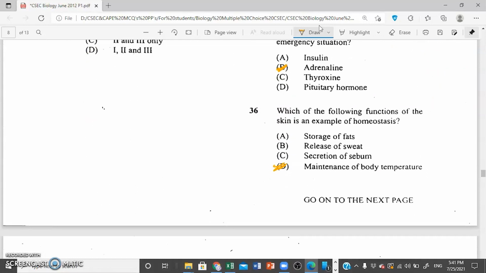Number 36. Which of the following functions of the skin is an example of homeostasis? Storage of fat, release of sweat, secretion of sebum. Sebum is the oily substance produced from the sebaceous glands in our skin that gives our skin its natural oils and so forth. And the maintenance of body temperature, right? So homeostasis ensures that body temperature is maintained at around 37 degrees Celsius. So the maintenance of body temperature is an example of homeostasis.